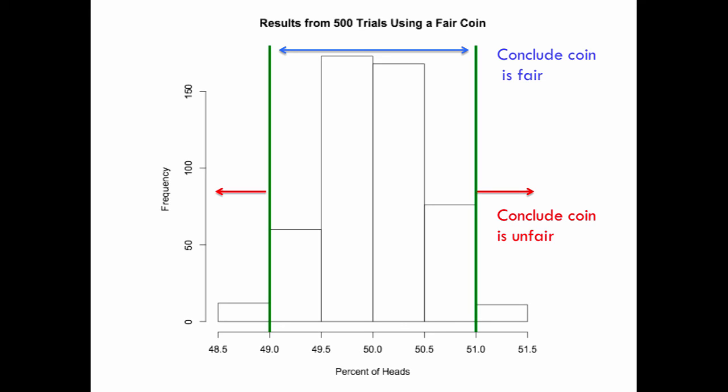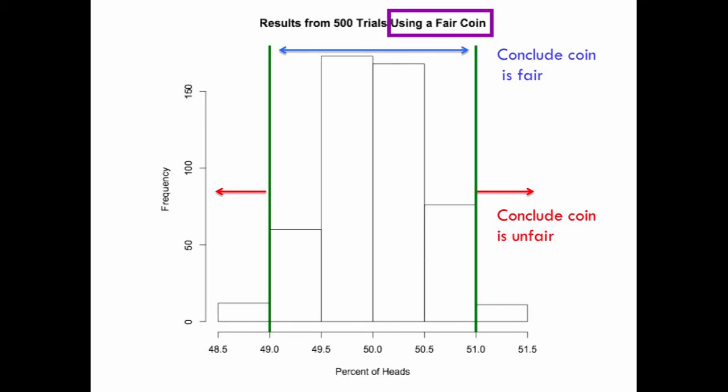I did a computer simulation and conducted this test using a fair coin. Of my 500 trials, where again, every trial is made up of 10,000 coin flips, 478 of them landed on tails between 49 and 51% of the time. That's pretty good, right?